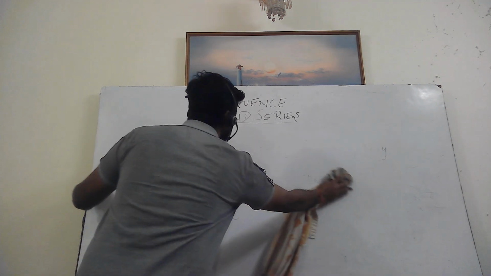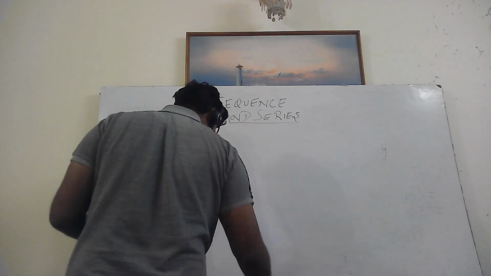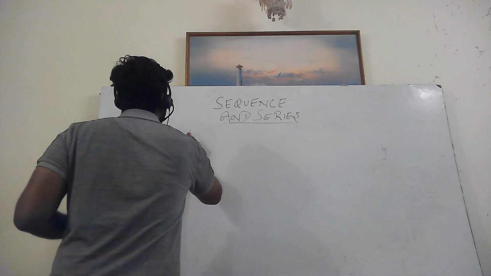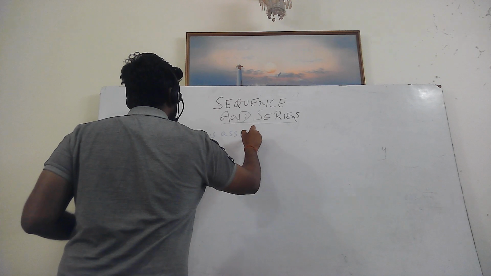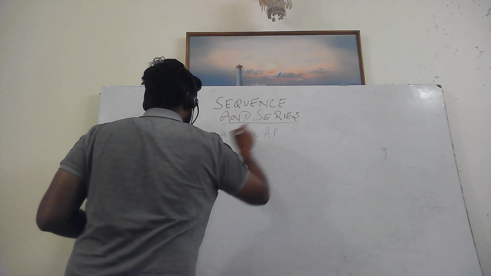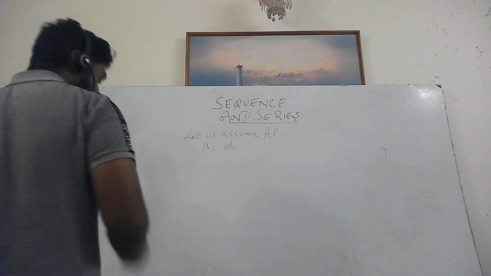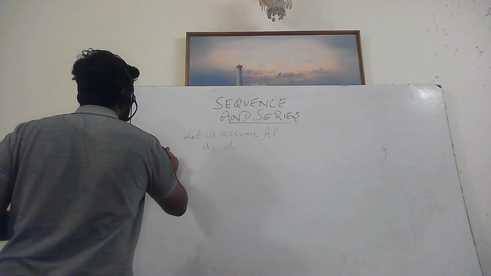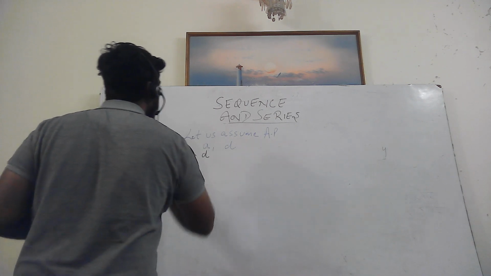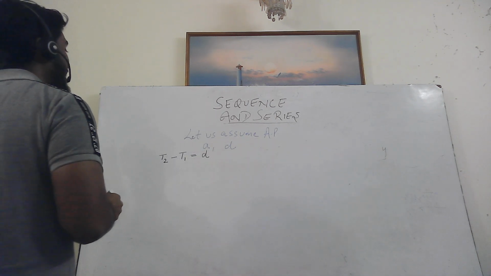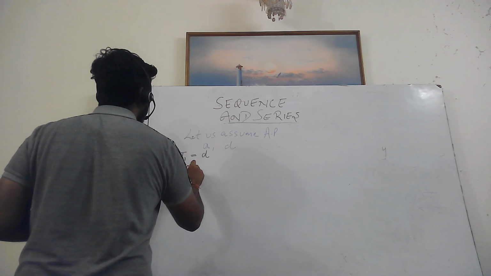अच्छा, अब आ जाओ आगे. So suppose there is an AP. Let us assume एक AP है जिसका कि first term A है और common difference D है. We know that T2 minus T1 is equal to D. We know that. So T2 minus first term, which is A, I write down it as D.